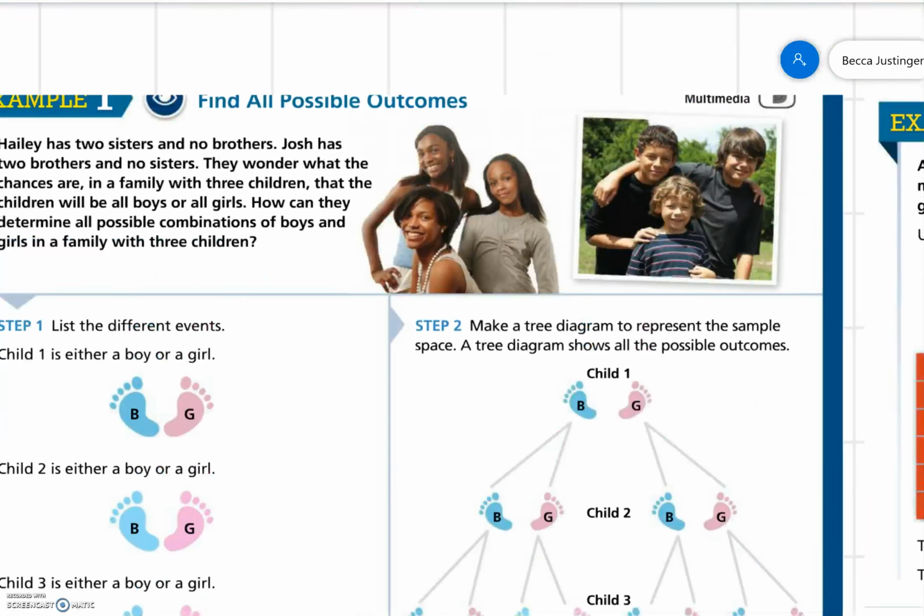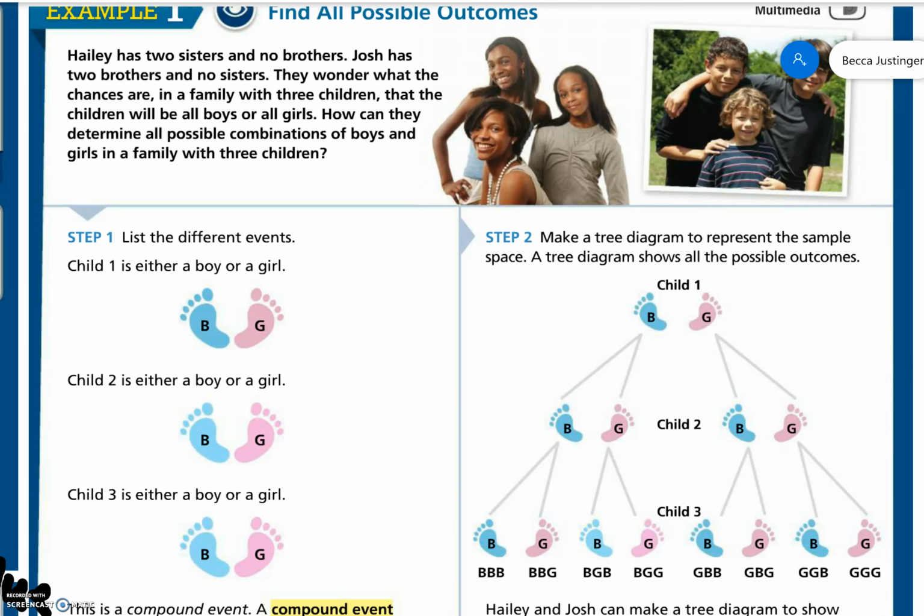Example number 1. Find all the possible outcomes. Haley has 2 sisters and no brothers. Josh has 2 brothers and no sisters. They wonder what the chances are in a family with 3 children that the children will be all boys or all girls. How can they determine all the possible combinations of boys and girls with a family of 3 children?